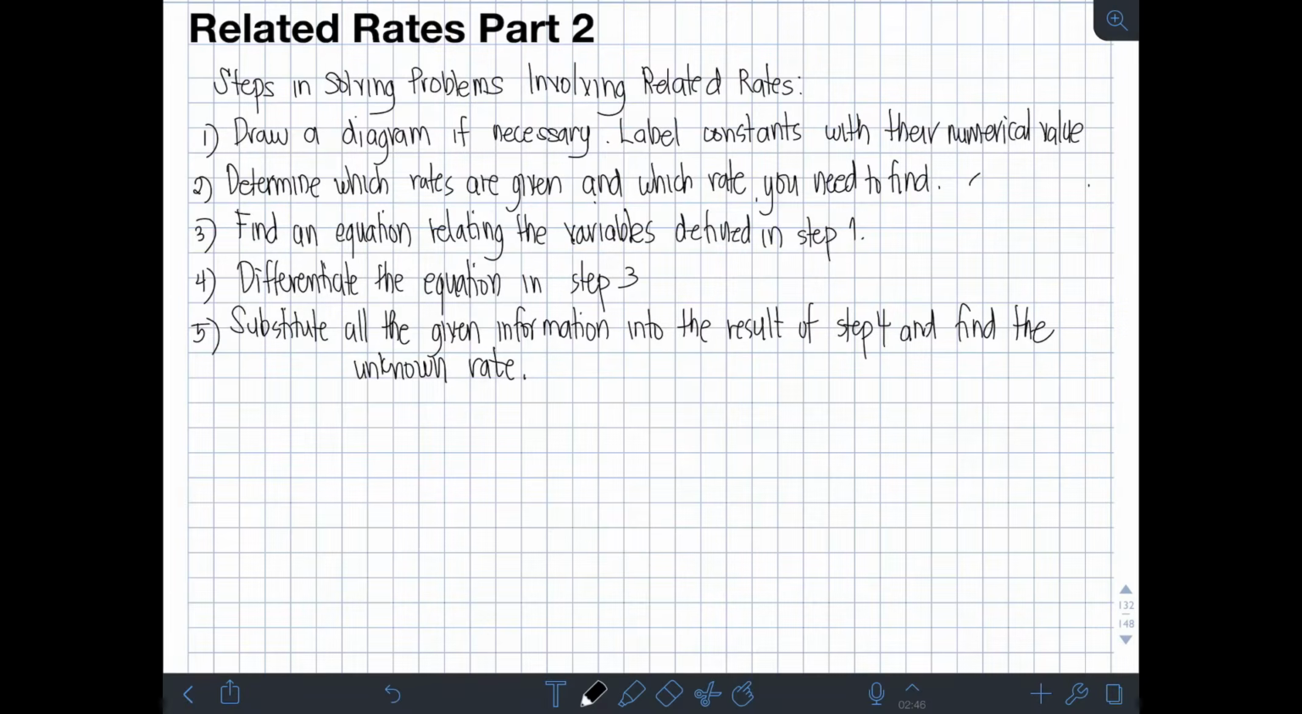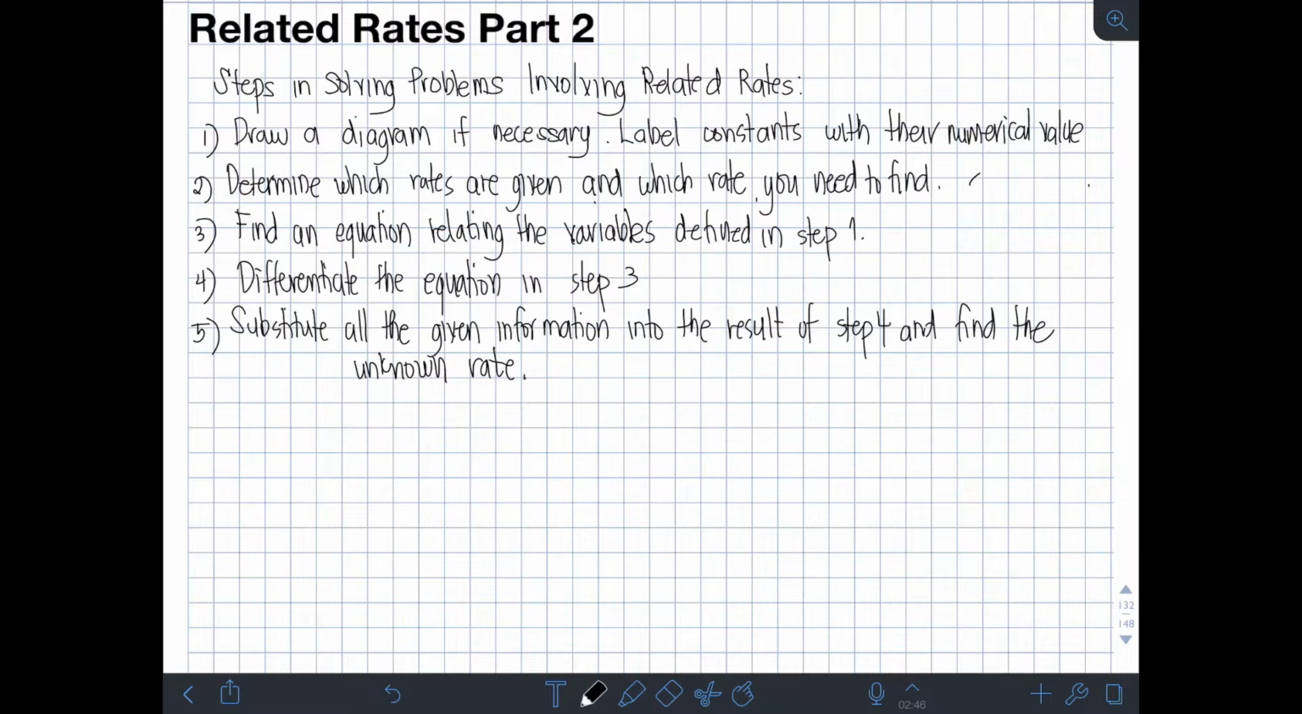Okay, so this time ay tuturo ko naman sa inyo ang related rates. So, part 2 na ito nung previous video ko about related rates kung saan nag-solve na tayo ng several examples. So, continuation lang to nung mga problems doon sa part 1 ko for related rates para mas ma-expose tayo sa different types of problems dito sa related rates.